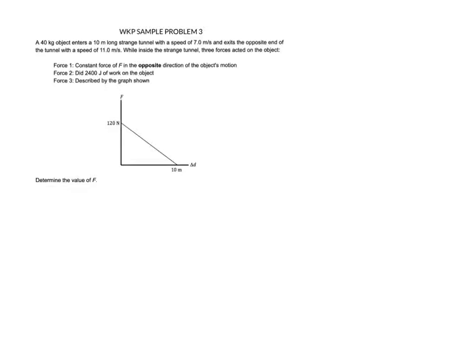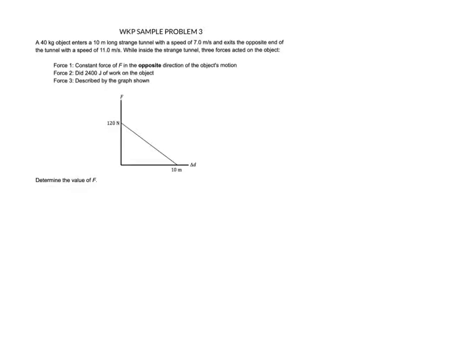Force 1, a constant force of F in the opposite direction of the object's motion. Force 2 did 2,400 joules of work on the object. And force 3, described by the graph shown. Determine the value of F.